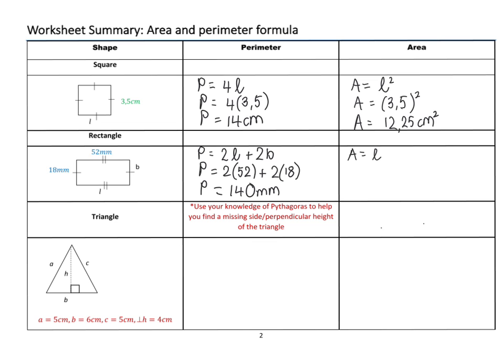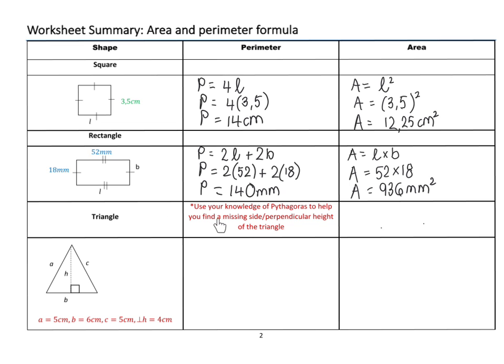That would of course be where you multiply your length with your width, and the length's measurement, as we saw, was 52 and the width's measurement is 18. And then that is equal to 936 millimeters squared. Just a reminder that area is square units every time. On to the next part.